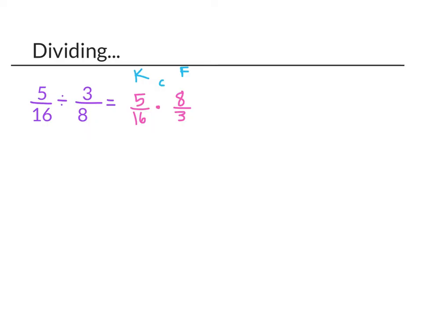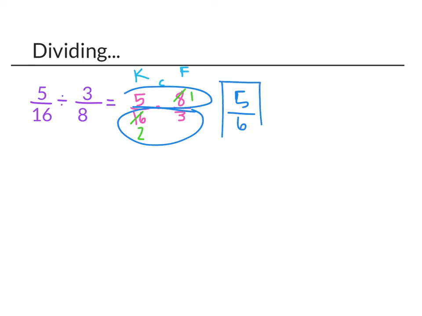Now this just becomes a multiplying problem. Again, you can multiply across and then reduce at the end, or I'm going to do a little reducing up front. I'm going to see that the 8 and the 16 reduce to a 1 and a 2. And then I'm going to multiply across 5 times 1 and get 5. And then I'm going to multiply across the bottom, 2 times 3 and get 6. And my final answer is 5/6.